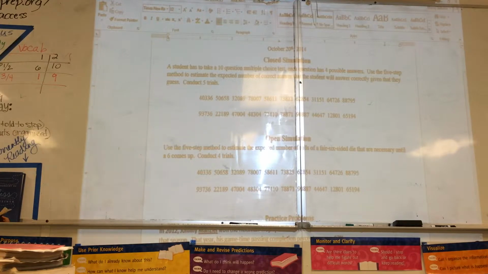So let's take a look at the first problem. A student has to take a 10-question multiple choice test. Each question has 4 possible answers. Use the 5-step method, I'll explain what that is, to estimate the expected number of correct answers that the student will answer correctly, given that they guess. Conduct 5 trials.